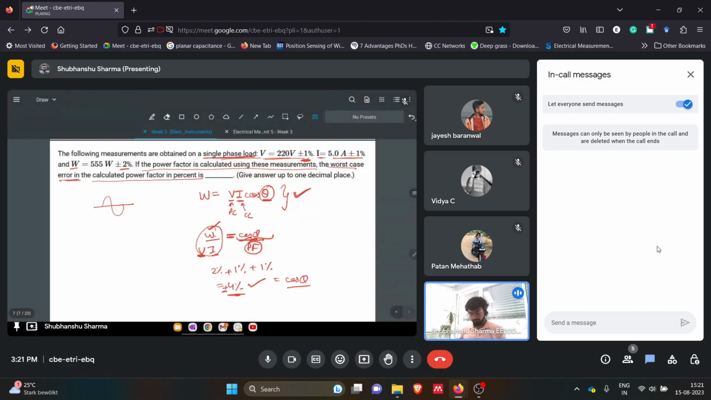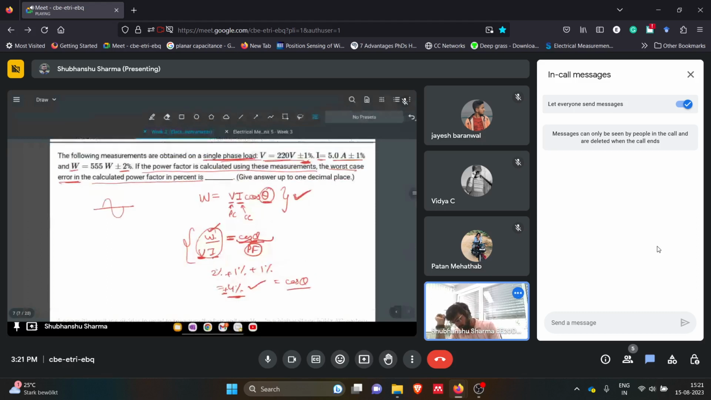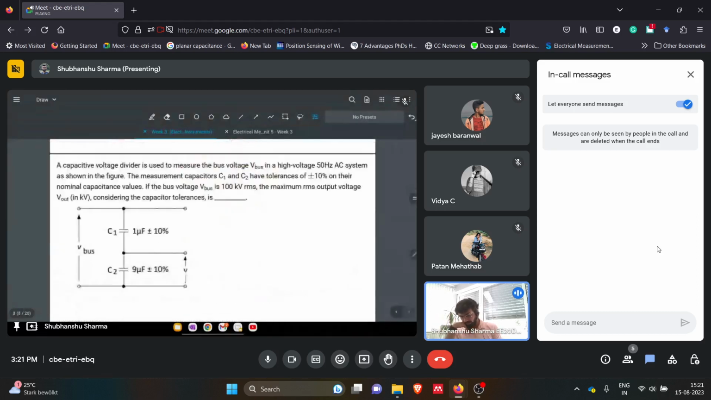Okay, so basically the idea is just adding the percentage accuracies, or in other terms percentage worst case errors, if they are in division or multiplying conditions. It will not matter, they will simply get added up. Okay, so this is fine. We'll move towards the next question.